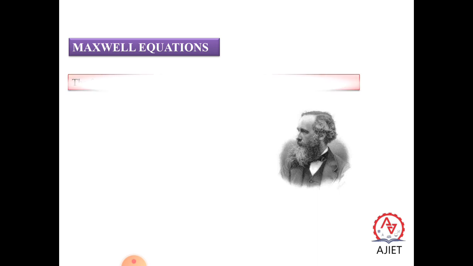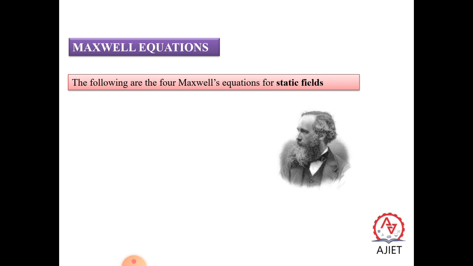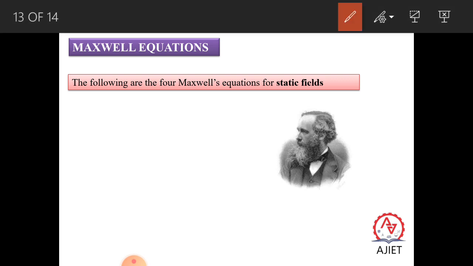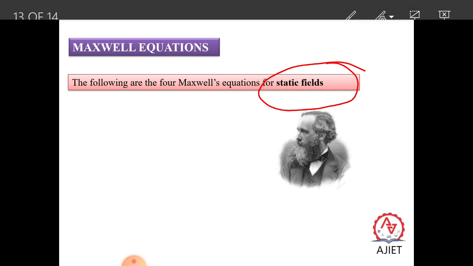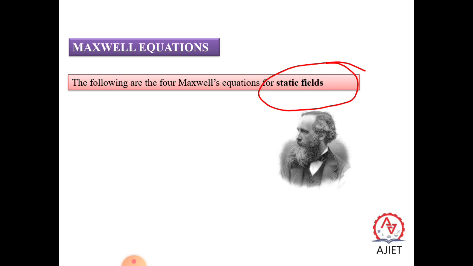Okay, so what are the equations? The following are the four Maxwell equations. You have to take care: these are for the static field, where you have to imagine that charges are constant, they don't move, they are static at a particular point. So these are the four Maxwell equations for static fields. What is the first one? Del dot D is equal to rho: the divergence of displacement density is equal to the charge density rho. That is the first one. The second one, del dot B is equal to 0.